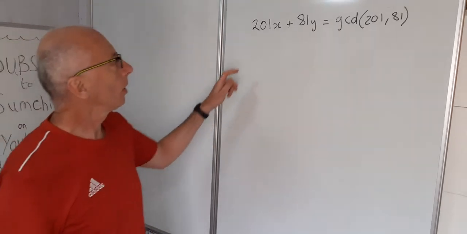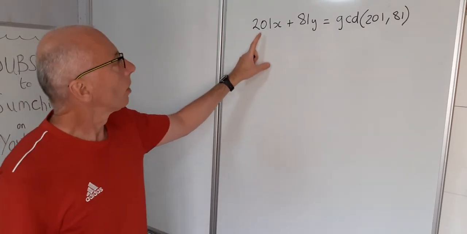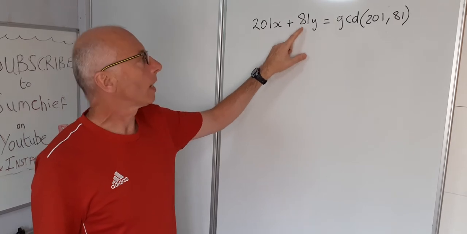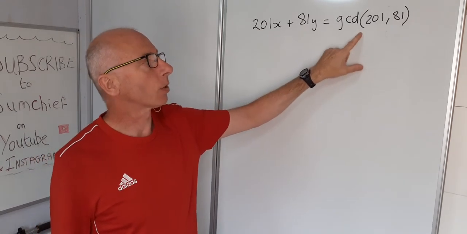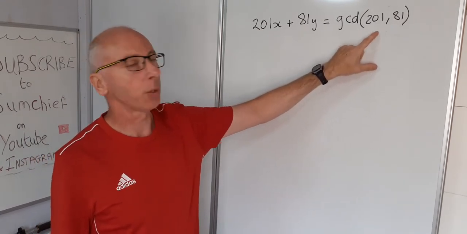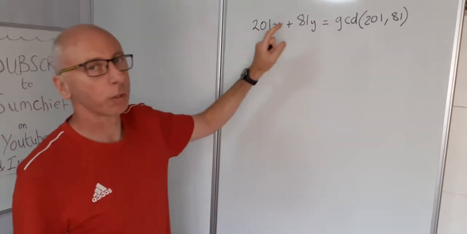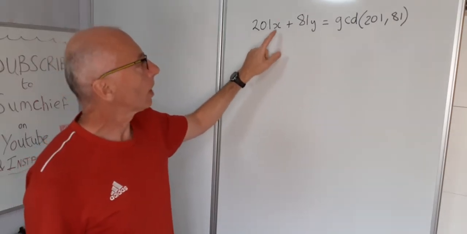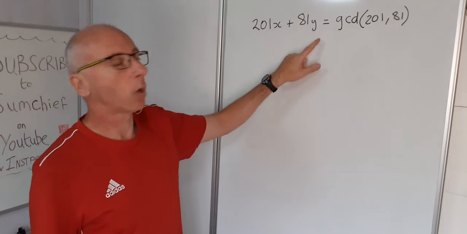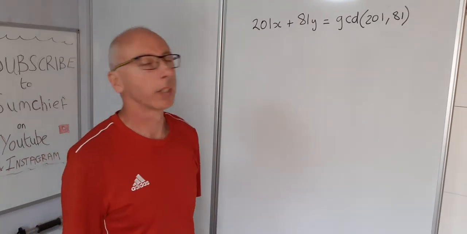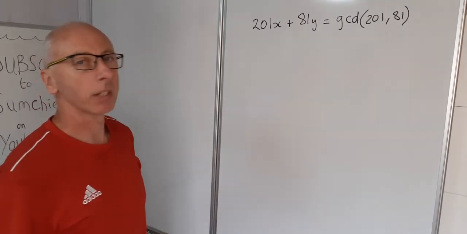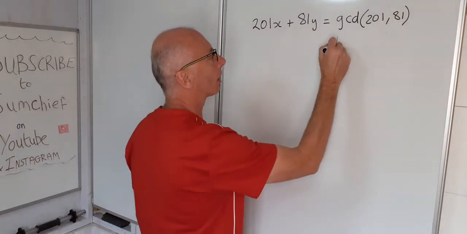Okay, so in this video, we're going to find 201x + 81y = the greatest common divisor of 201 and 81, obviously our two numbers here. So basically what we're saying is there are two integers, x and y, to make this happen. And to make this happen, we need something called Bézout's identity.